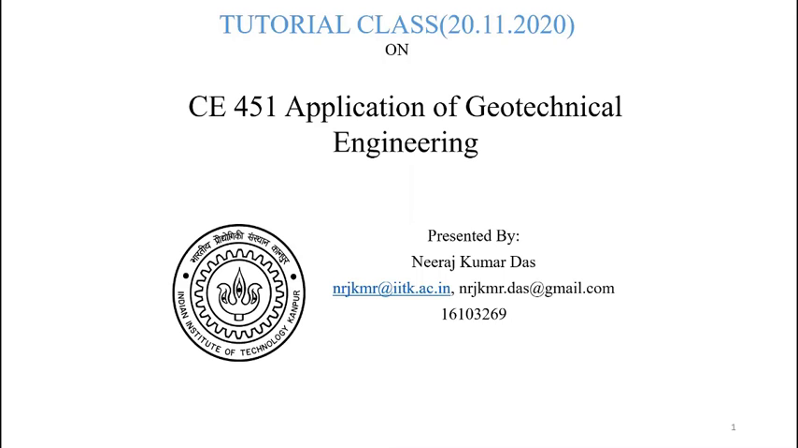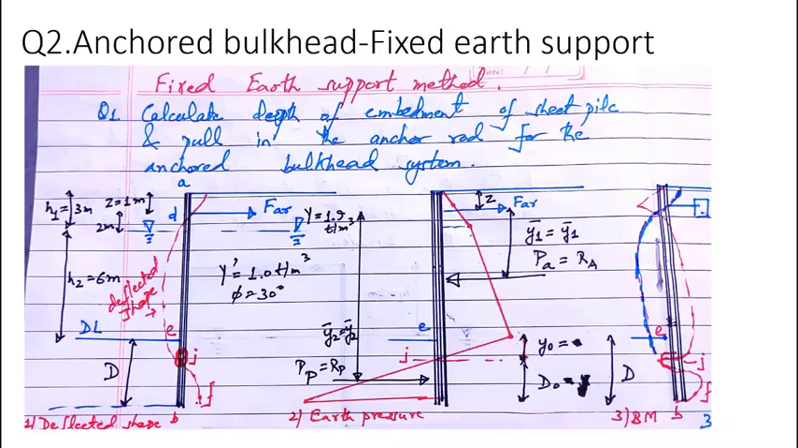With fixed earth support method. Okay, so let's start. So this is a numerical problem. This is the sheet pile wall, which is anchored with an anchor rod and with some small mass, which is anchored bulkhead. So the fixed earth support system analysis is used when the sheet pile wall depth is deep. Okay, and this is the deflected shape of the sheet pile wall.